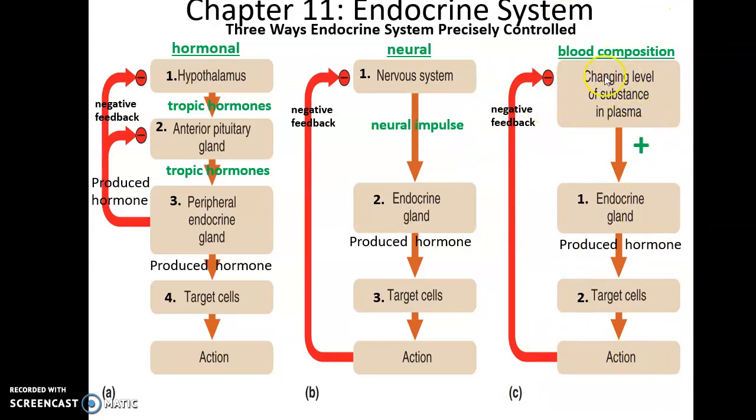And when the substance returns to its ideal levels, that is the negative feedback that stops the release of more hormone. So again, some substance changes its amount in the blood plasma. Endocrine gland detects this, produces its hormone, goes to target cells, and then causes the levels to return to normal, and that is the negative feedback.